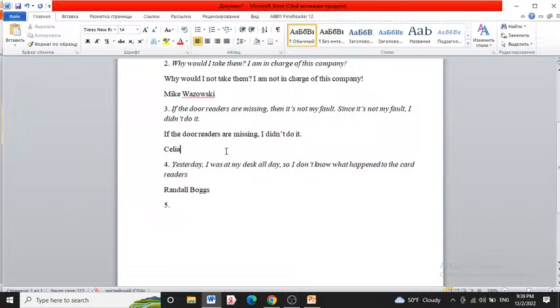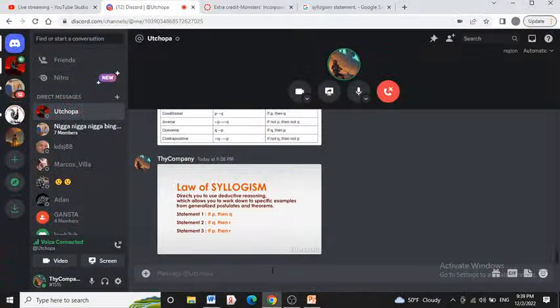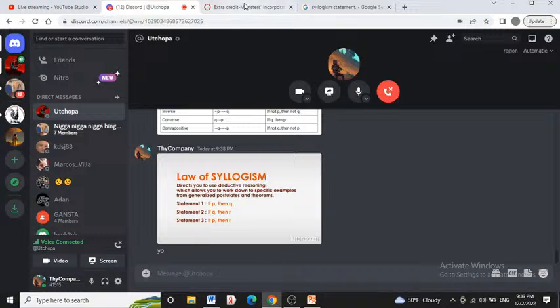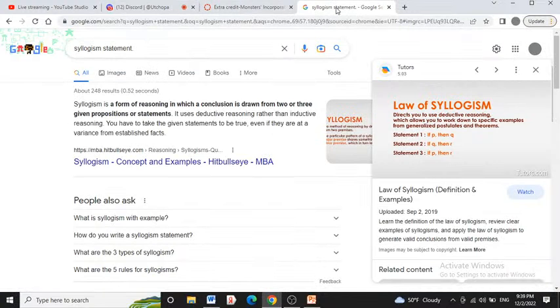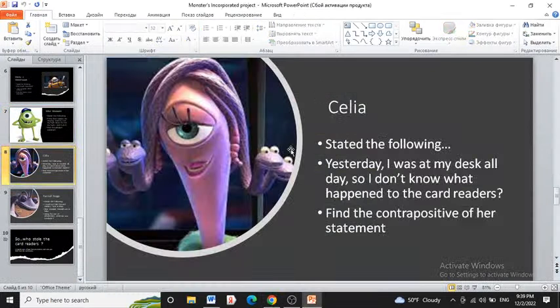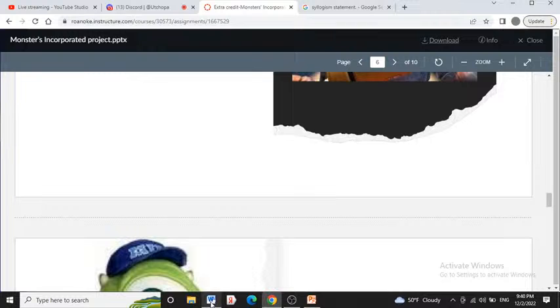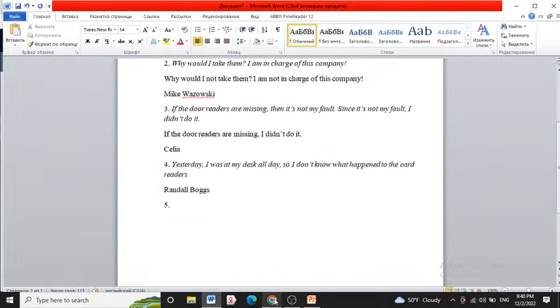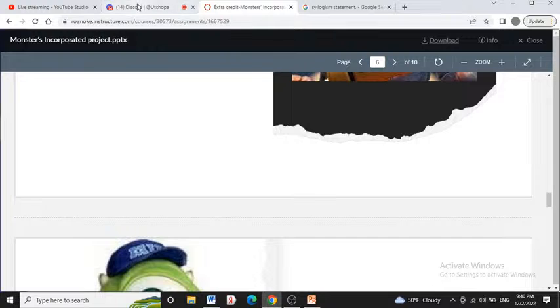Then Celia: yesterday I was at my desk all day, so I don't know what happened to the card readers. Alright, so what do we need to do with Celia right quick here? Find the contrapositive of her statement. So contrapositive based on the table is both the flipped opposite and so basically true opposite, right?